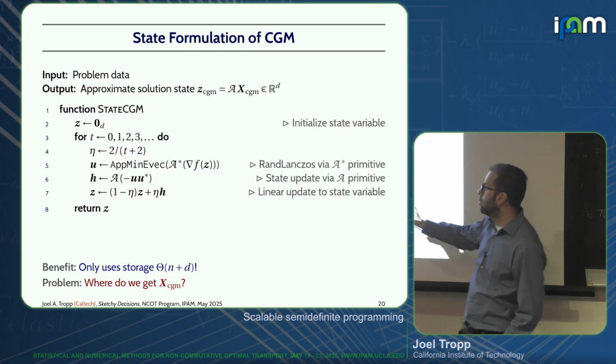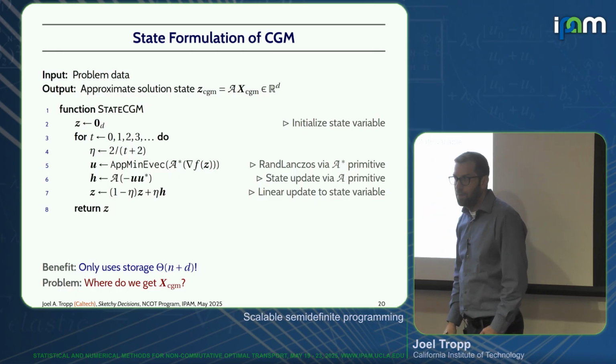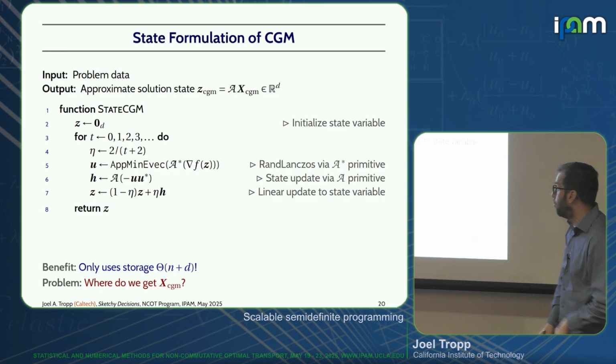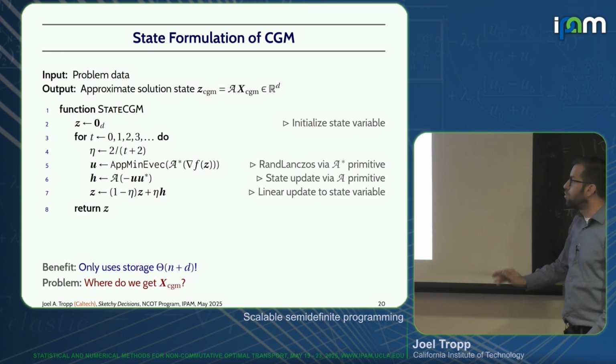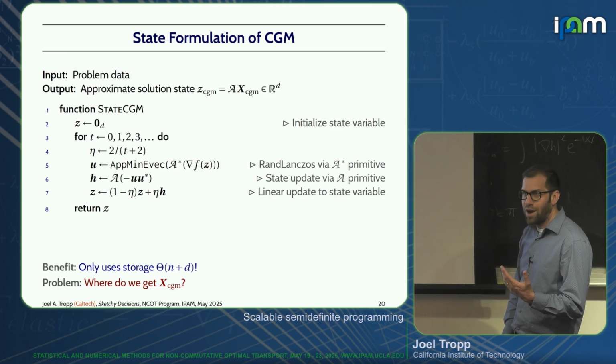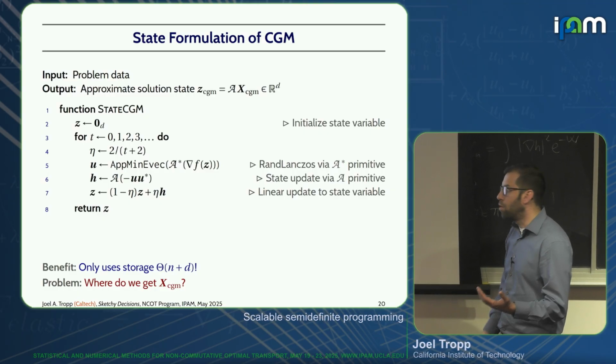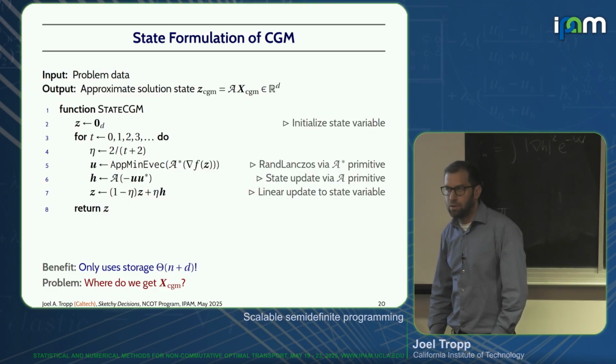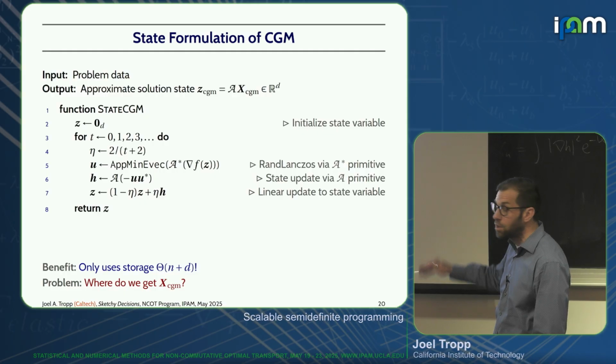And now the state variable just gets updated in the same averaging fashion as before. Okay? So this only uses storage m plus d, so this is great, and we're exploiting the fact that we have primitive operations that allow us to interact with the linear map A. Okay. Questions on how that goes?